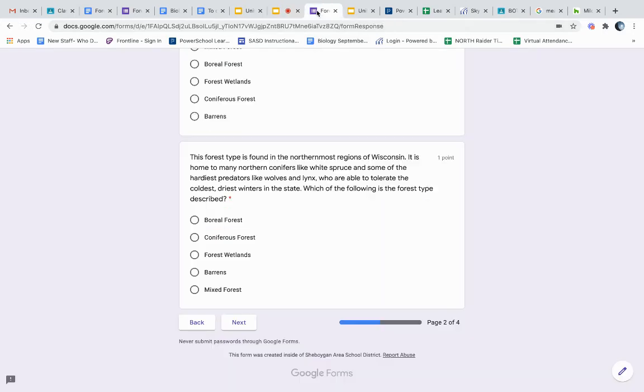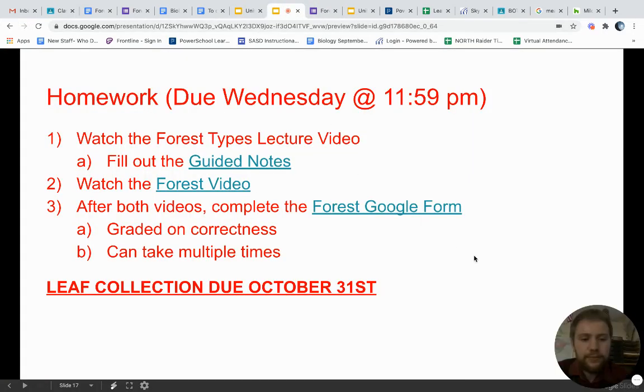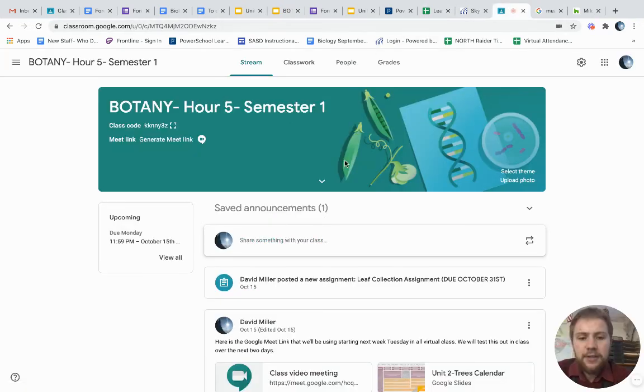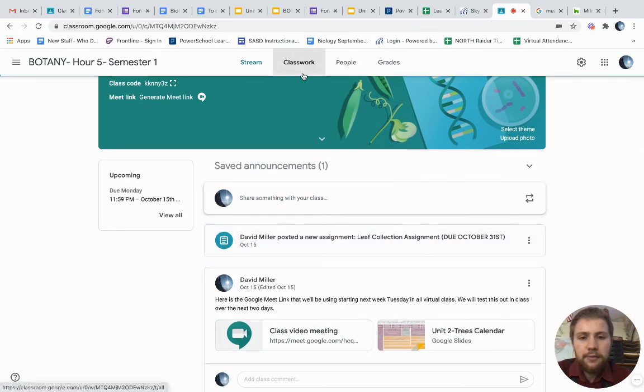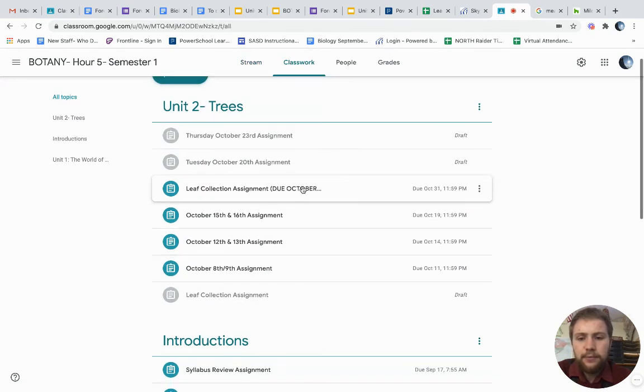The Google form is the only homework for Wednesday night. Though if you did not complete your why leaves change color worksheet, make sure that's done by Wednesday night, because otherwise that will be marked as late. Another far out project to remember: leaf collection due October 31st. That is under your classwork. You could find it under classwork, leaf collection, and so on.